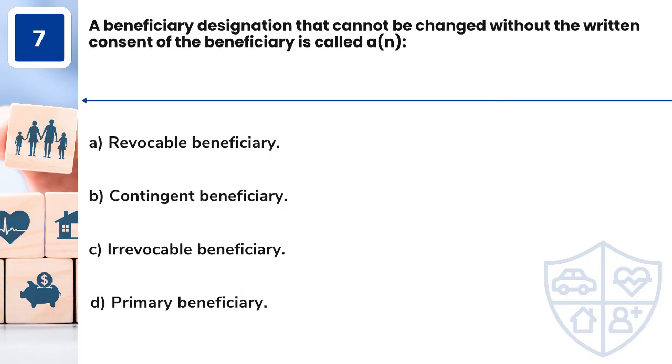Question 7. A beneficiary designation that cannot be changed without the written consent of the beneficiary is called: A. Revocable beneficiary. B. Contingent beneficiary. C. Irrevocable beneficiary. D. Primary beneficiary.